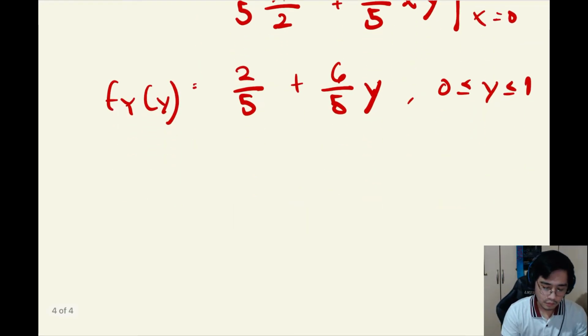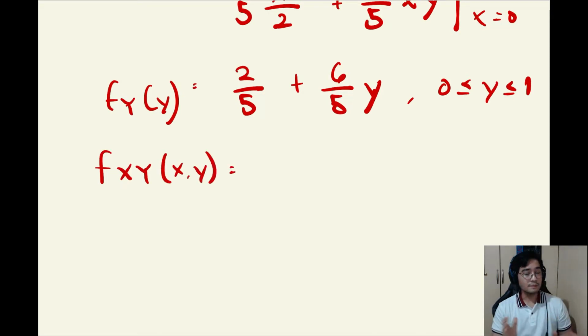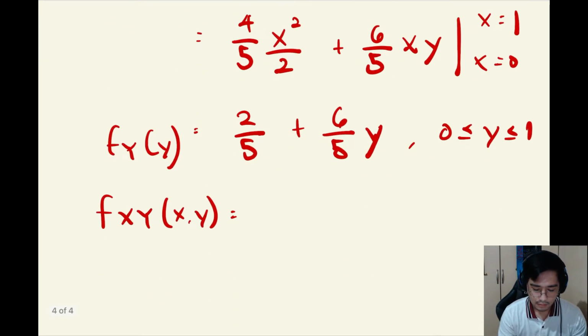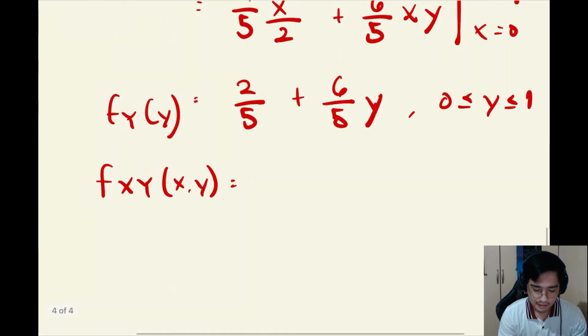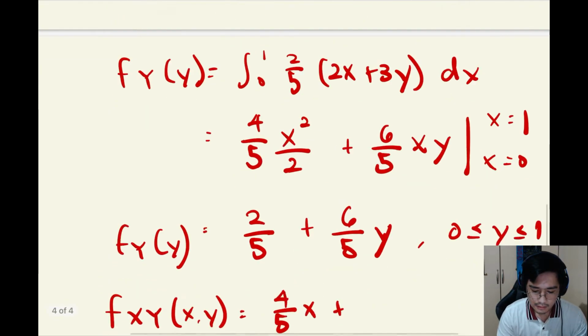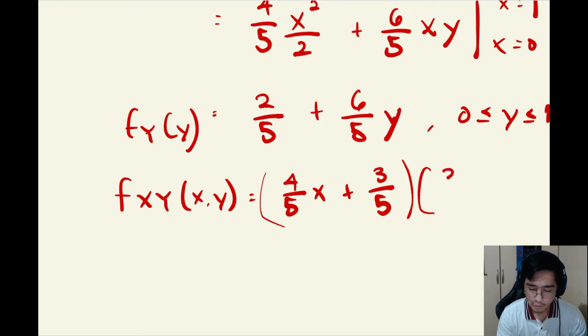Now we have to check if the joint PDF f of x, y is equal to the product of the marginals. And obviously, it is not. So, 4 over 5 x plus 3 over 5 multiplied by 2 over 5 plus 6 over 5 y.